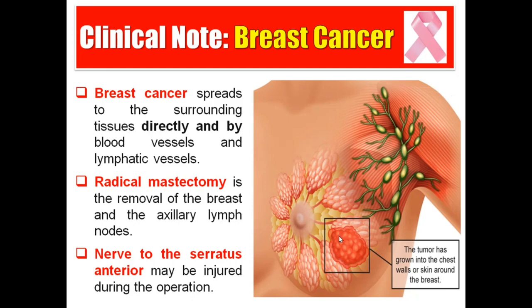So the breast cancer spreads to the surrounding tissues directly and by blood vessels and lymphatic vessels. Radical mastectomy is the removal of the breast and the axillary lymph nodes. During the operation, the nerve to serratus anterior may be injured, and if injured, it will lead to paralysis of the serratus anterior and the winging of the scapula.